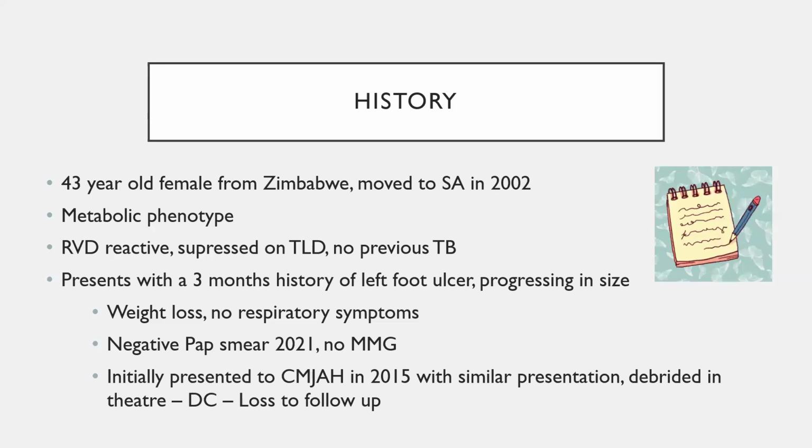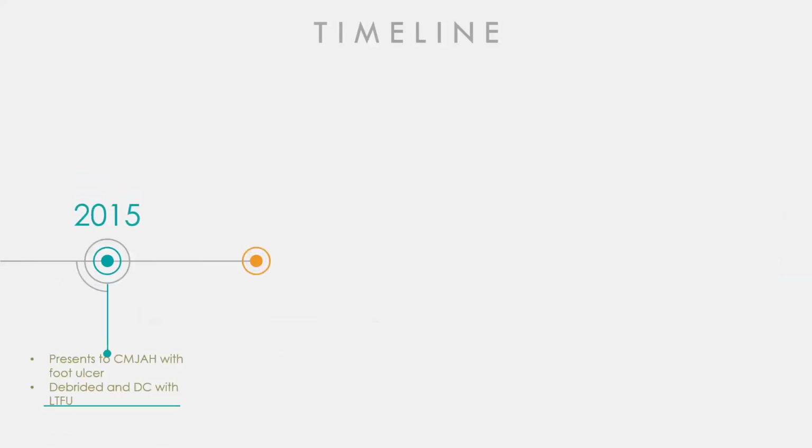And then interestingly on probing, she told us that she had presented to Charlotte in 2015 with a similar presentation. She was debrided in theater, histology was done, and in fact, we managed to pick up these histology results in retrospect, but she was lost to follow-up. So in terms of her presentation, she had initially presented to Charlotte in 2015 with this ulcer. It was debrided and she was lost to follow-up.